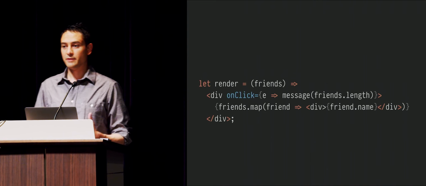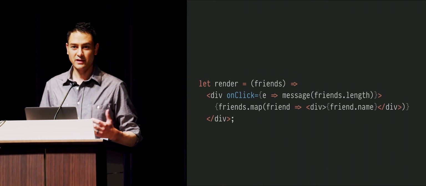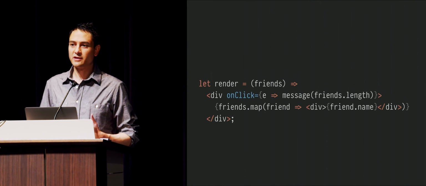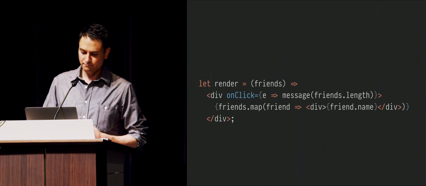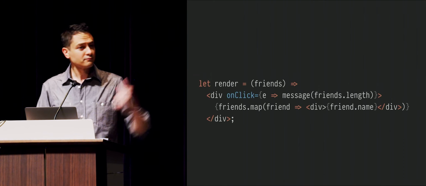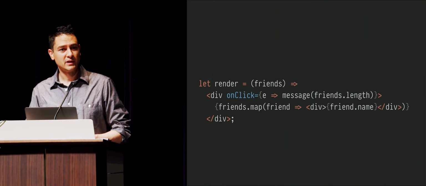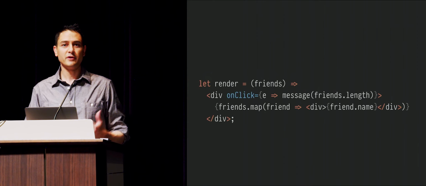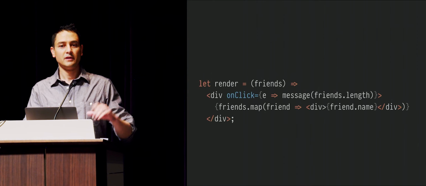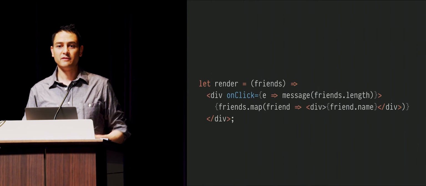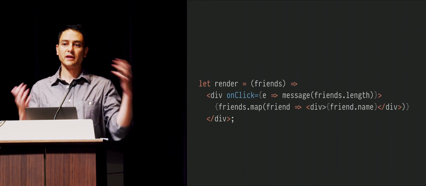Now building apps this way, the way that React encourages minimizing side effects and state, makes your app easier to reason about. It sounds like an opinion, but it's more than an opinion because it's also something that you can measure. So take this example here. This is a React component, and it renders an array of friends, and for each friend, it's going to render a div, and it's going to print their name inside of that div, but then it's going to wrap the whole thing in a container.